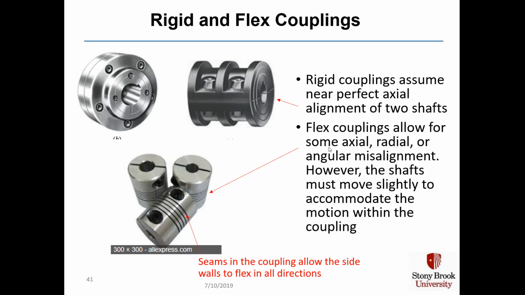Rigid and flex couplings are used to align a pair of shafts. A rigid coupling assumes a near perfect alignment of two shafts, so one shaft goes in from the right, the other shaft comes in from the left. You then tighten the bolts, and it won't work if the axes of the shaft are not virtually collinear. The flex couplings allow for some axial misalignment of the axes of the shaft because these little slots in the flex couplings can give, and the whole flex coupling can become a little miniature slinky taking on an angle. But then the shafts must move slightly to accommodate the motion within the coupling.